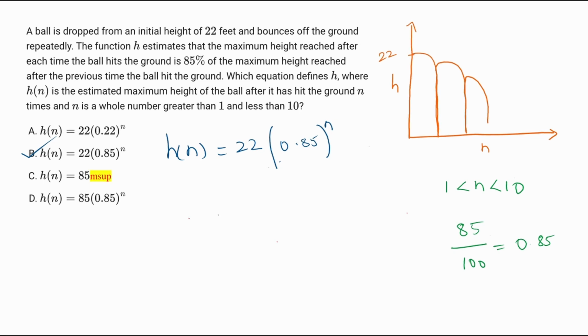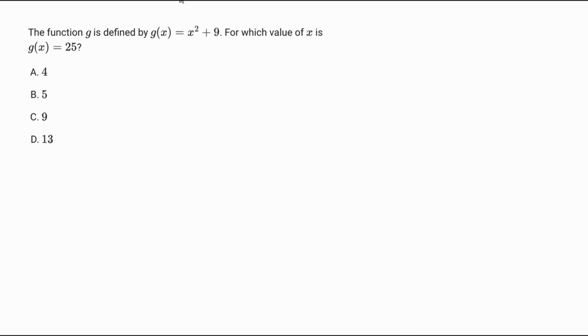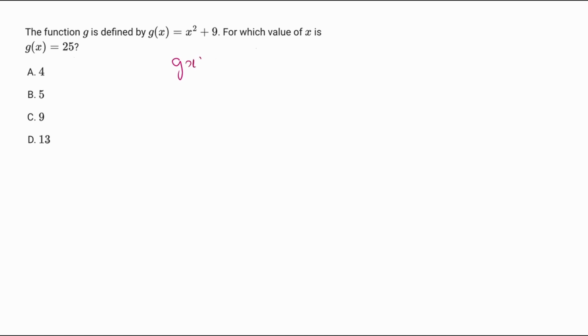Let's move on to our next question. The function g is defined by g of x equal to x square plus 9. For which value of x is g of x equal to 25? So we know the solution of this equation is nothing but our g of x, which is equal to 25. So all we have to do is substitute this value in the given equation above and find the value of x. Let's write our given equation.